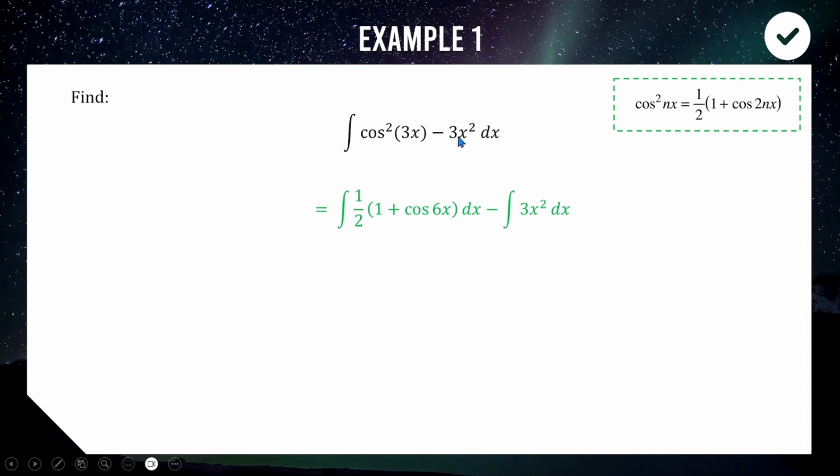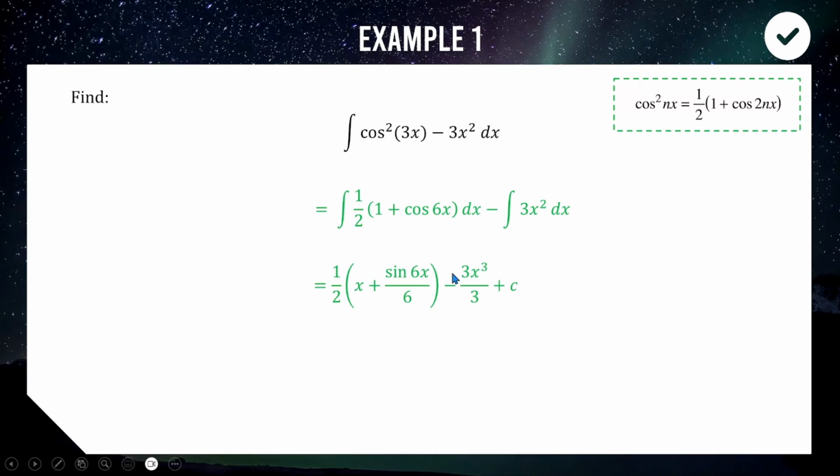So we're going to split this up into two integrals. The minus 3x squared we're going to do on the end to make our lives a little bit easier. Cos squared 3x we've written as a half of 1 plus cos 6x, and now we're ready to do some integrating. Keep the half out the front. 1 turns into x, cos integrates to sine, dividing by 6 because 6 is the derivative of the angle. So that part is done. The 3x squared, we raise the power to become a 3, divide by the new power of 3, and then add our plus c.